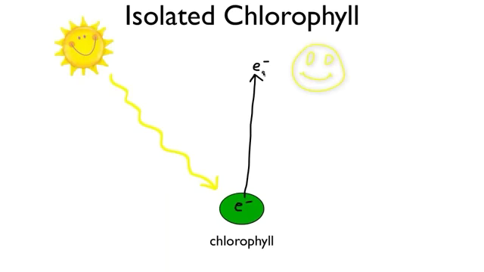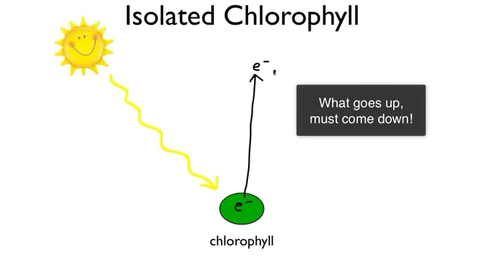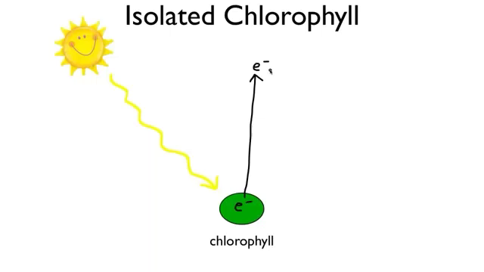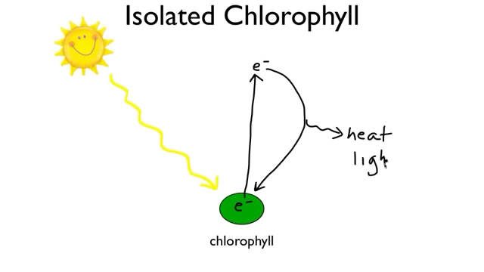Now, as you know, anything that goes up must come down. And in an isolated chlorophyll molecule, there's nowhere for those electrons to go. So as soon as they get excited, they immediately fall back down to what we call the ground state. And when they do that, they give off some energy in the form of heat and light. And that light we call fluorescence. And that's why it glows.